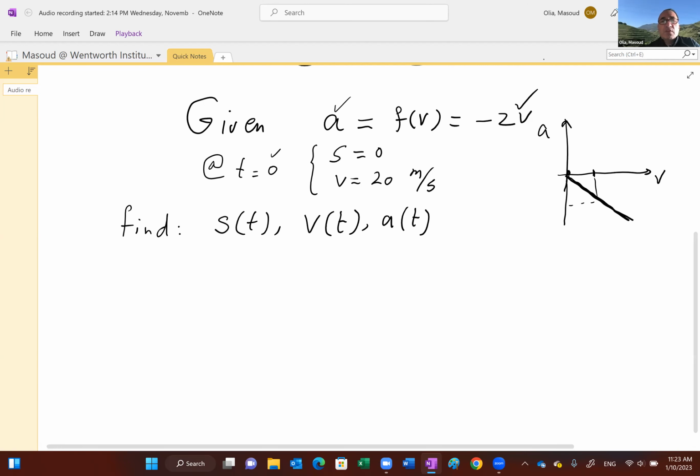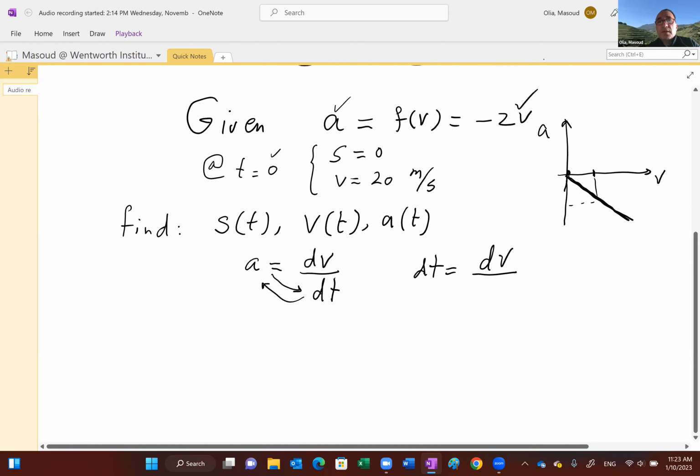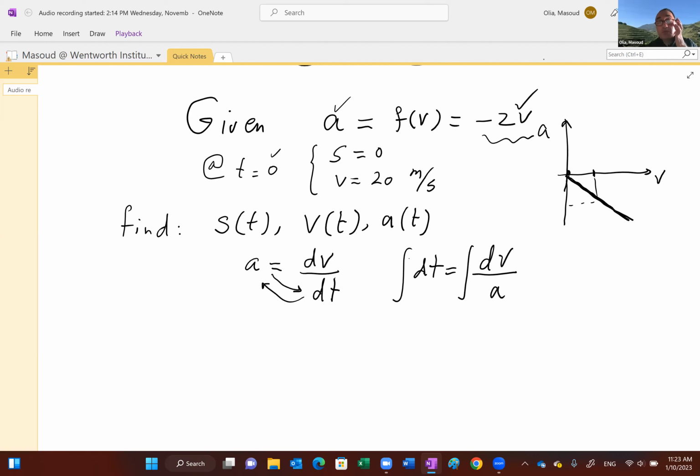If you look at the definition of acceleration, acceleration is dv/dt. With just a minor arrangement, put dt here and a in place of dt. You get dt equal dv over a. Since acceleration is a function of velocity, you want to make sure that a and dv are on the same side. So in this case, you should be able to integrate acceleration as a function of velocity. So I'm going to redo this here, and instead of a, I put -2v.